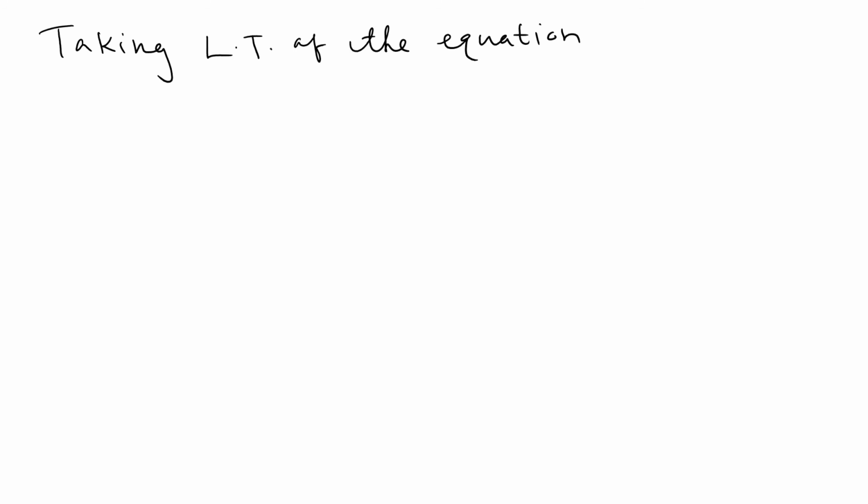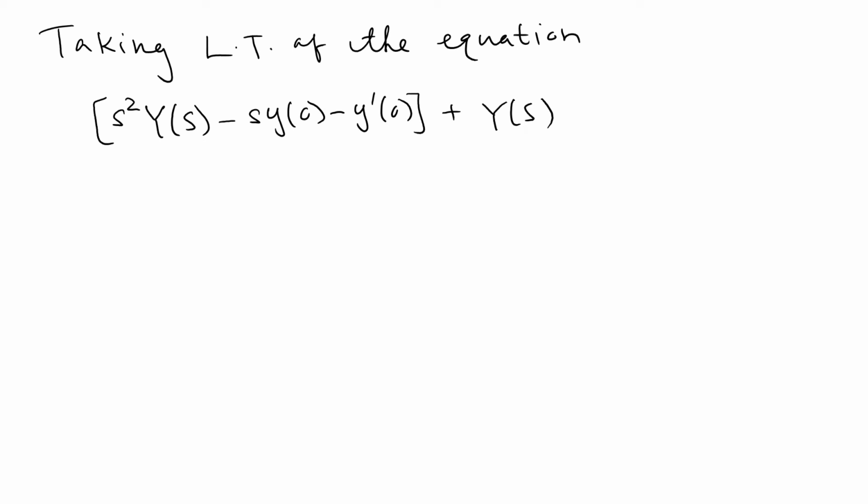So taking the Laplace transform of the equation, from the first term you can write s squared Y(s) minus s y(0) minus y prime(0), where Y(s) is the Laplace transform of y(t). That's what you get from the first one. And from the second term, which is y, you just get Y(s), the same Y(s), you know that. And that equals, on the other side, what we just got, which is 1 over s times e to the minus s minus e to the minus 2s.